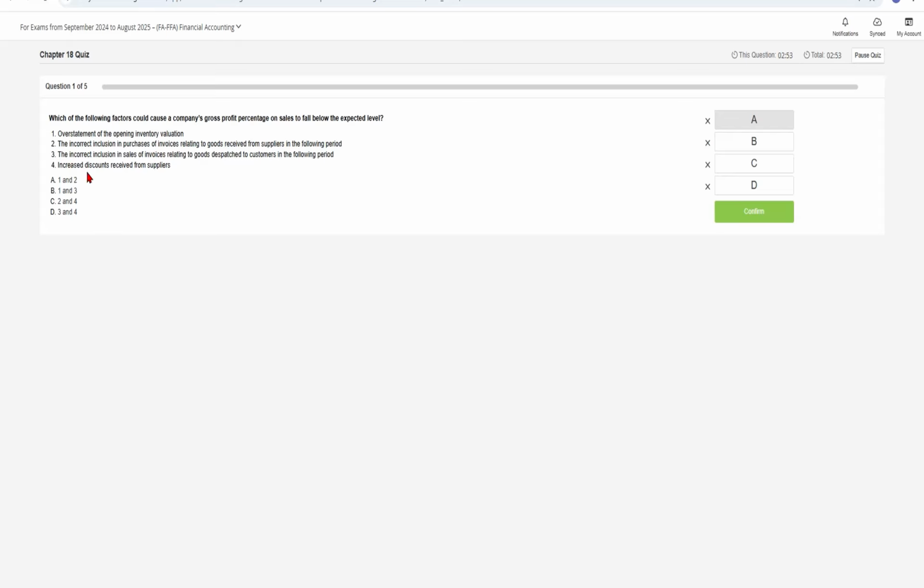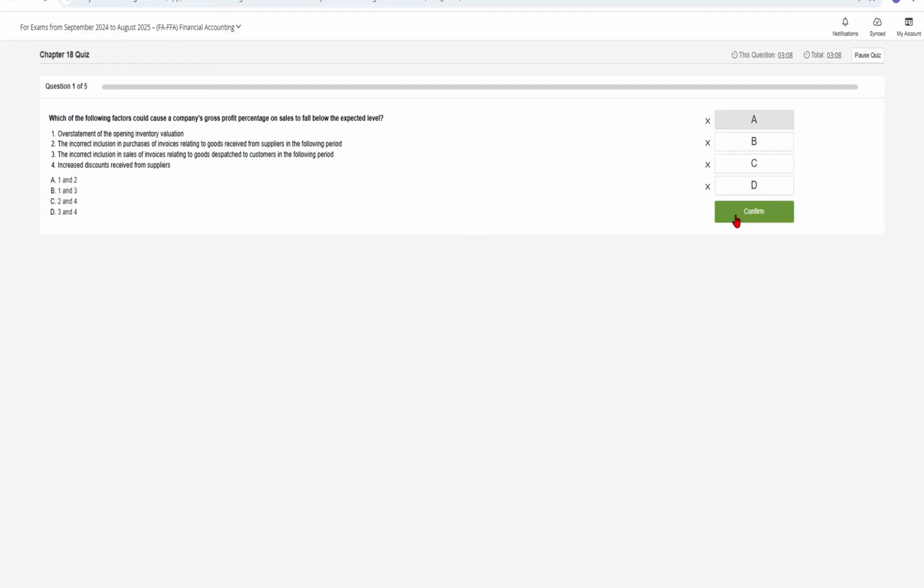And the last is increased discount received from suppliers. So that means your purchases will be lower. Purchases being lower means cost of sales is lower, and cost of sales being lower means your GP will be more. So that's why it's again incorrect.